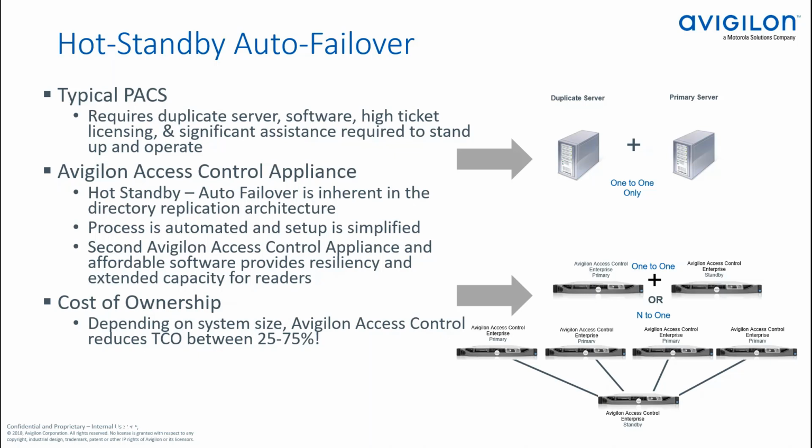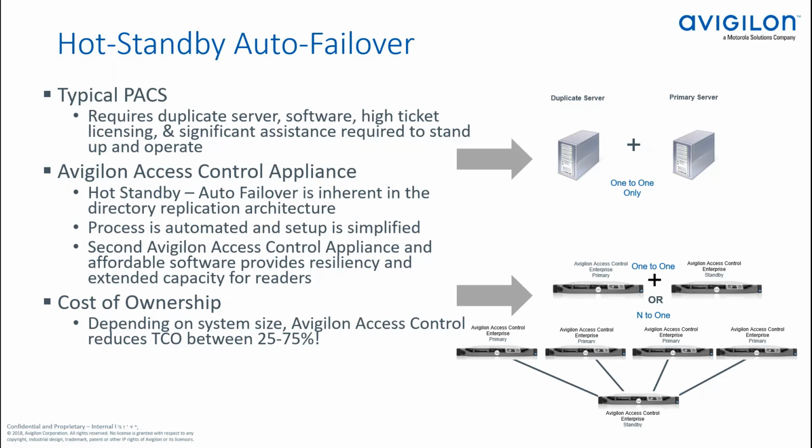So you could do one-to-one. Basically, you have a primary server, which will replicate to a secondary server, and they'll do that behind the scenes constantly. No customer interaction is required. And if for any reason the primary server is down, the secondary server will take over automatically. You can actually configure it to be automatic or manual.